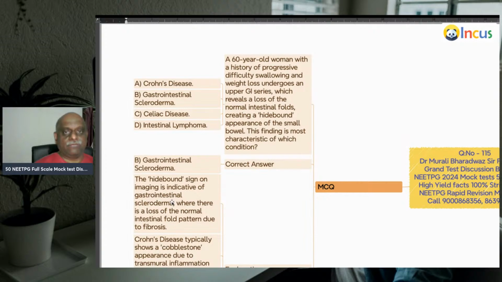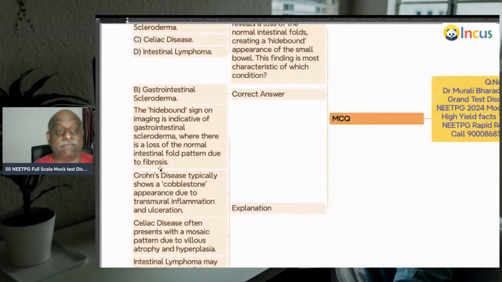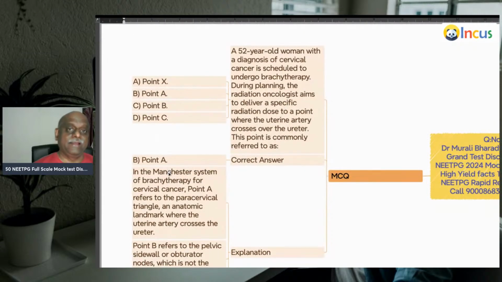A 60-year-old with a history of difficulty swallowing, weight loss. Hidebound appearance of the small bowel, where there is a loss of the normal intestinal fold pattern because of fibrosis, is a feature of gastrointestinal scleroderma. A 52-year-old with a diagnosis of cervical cancer.